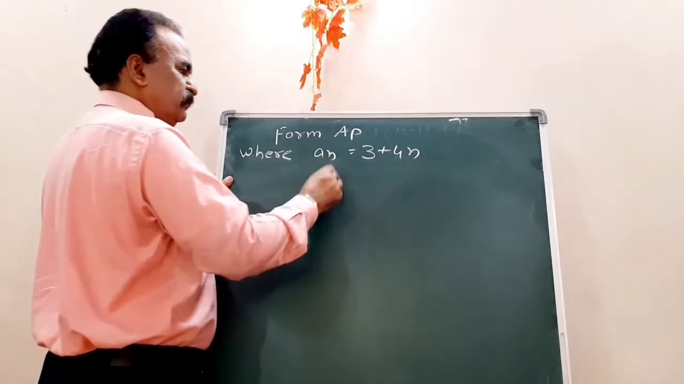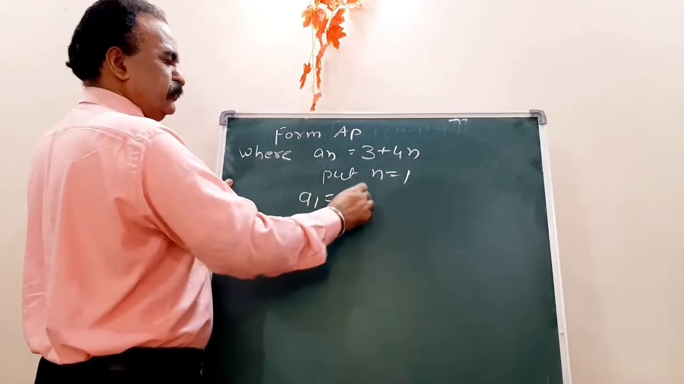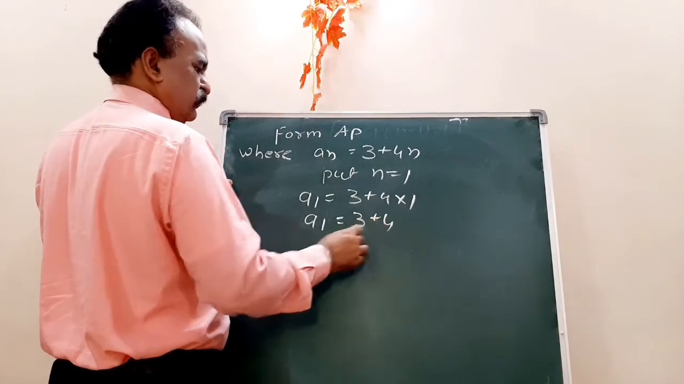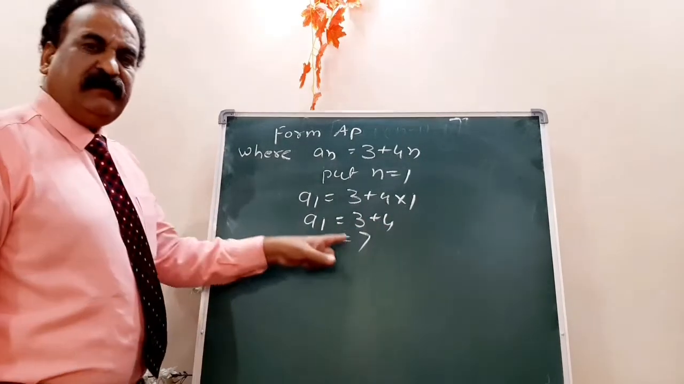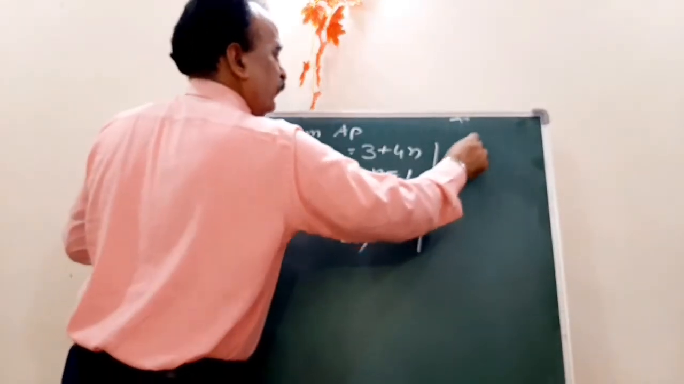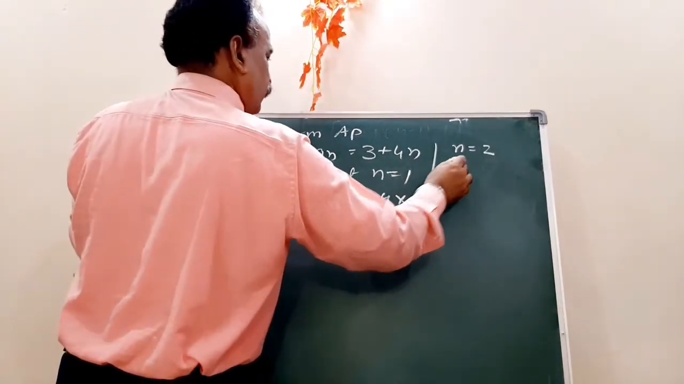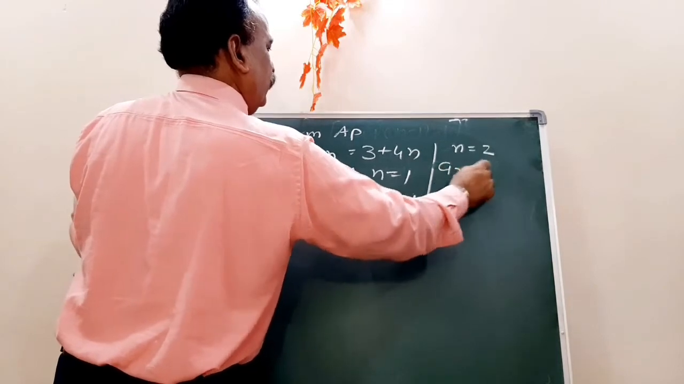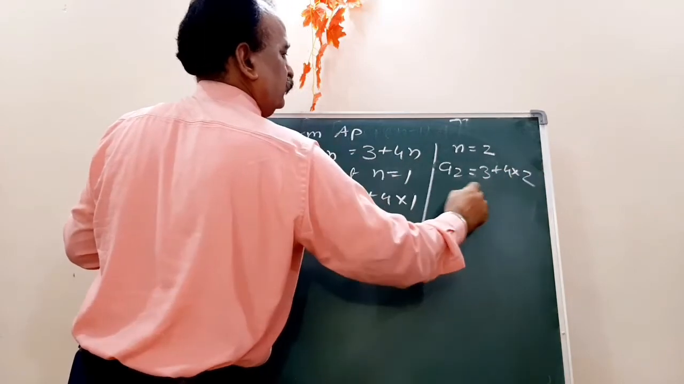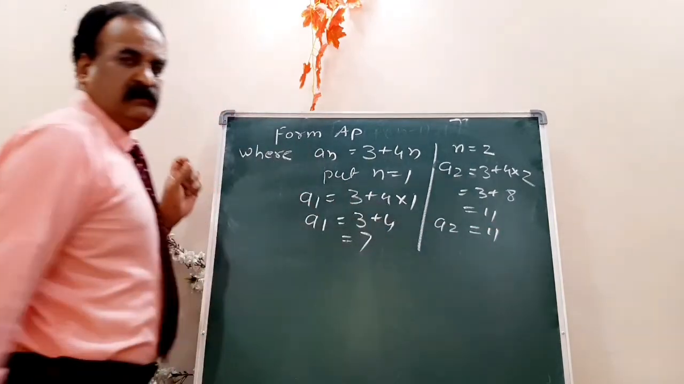Now put N is equal to 1. So A1 is equal to 3 plus 4 into 1, so A1 is equal to 3 plus 4, which is 7. The first term A1 is equal to 7. Now find the second term. Put N is equal to 2. It means A2 is equal to 3 plus 4 into 2, 3 plus 8 is equal to 11. So A2 is equal to 11.